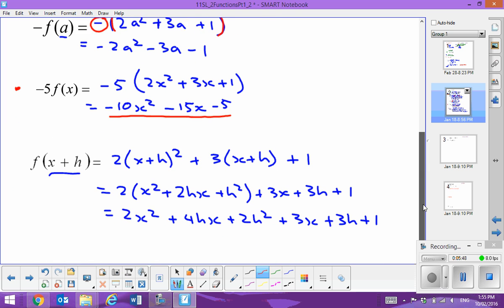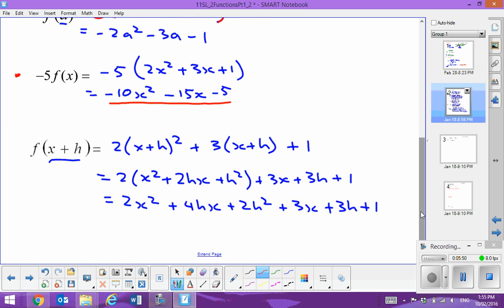The last one looks pretty complicated, it's just a bit tedious. So you want x plus h all squared plus 3 times x plus h, so expand it here in this line. That's already expanded, and at the end, you can't combine any more like terms. They're all different terms. In this case, our variable is x.